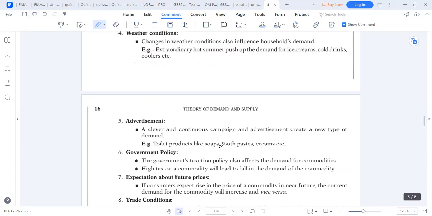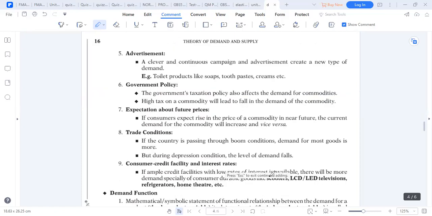Also about advertising, you have a clever campaign. The more you advertise, the higher the demand. Government policy, you discover that government will remove tax on gensets, so you buy more. Expectations of future prices, you know that fuel has to go up, you buy more. Trade conditions, credit facilities, all these affect how you demand. The credit facilities imply, for instance, you're given a warranty, you'd rather go to a place where, should it be damaged within a short period of time, you take it back.